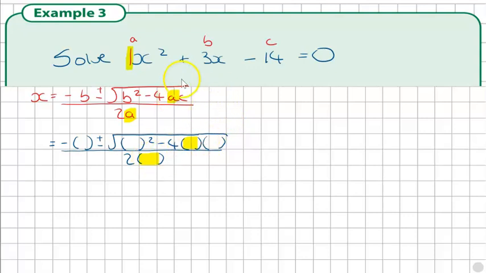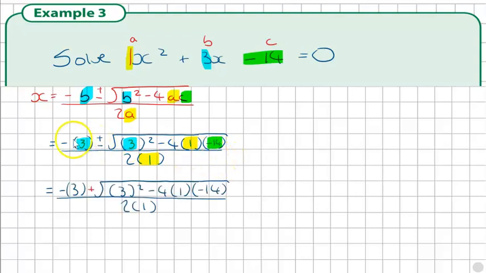So we're going to replace both of those a's with 1, and then we're going to replace both of those b's with 3, and then we'll replace that c with minus 14. So then we'll break the plus minus down into just plus to begin with. So minus 3 plus root 3 squared minus 4 times 1 times minus 14 all over 2 times 1 into your calculator. And you get x is equal to approximately 2.53.